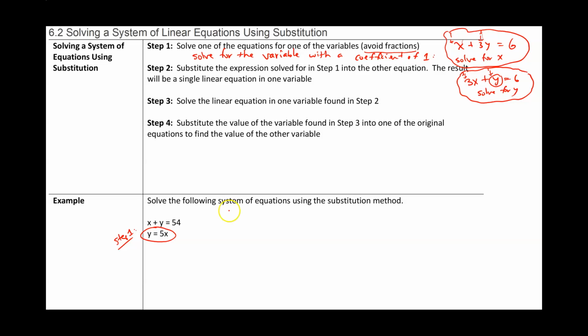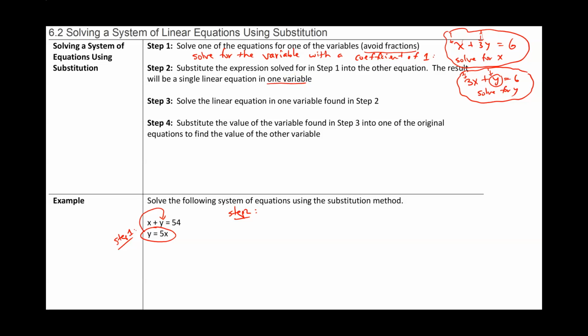Now let's go to step number 2. Step 2 says substitute the expression solved for in step 1, so this expression y equals 5x, into the other equation. You can't plug it into itself, because then you go in a circle. So in the other equation, we're going to replace the y with a 5x. The result will be a single linear equation in one variable. One variable means there will be all x's or all y's.